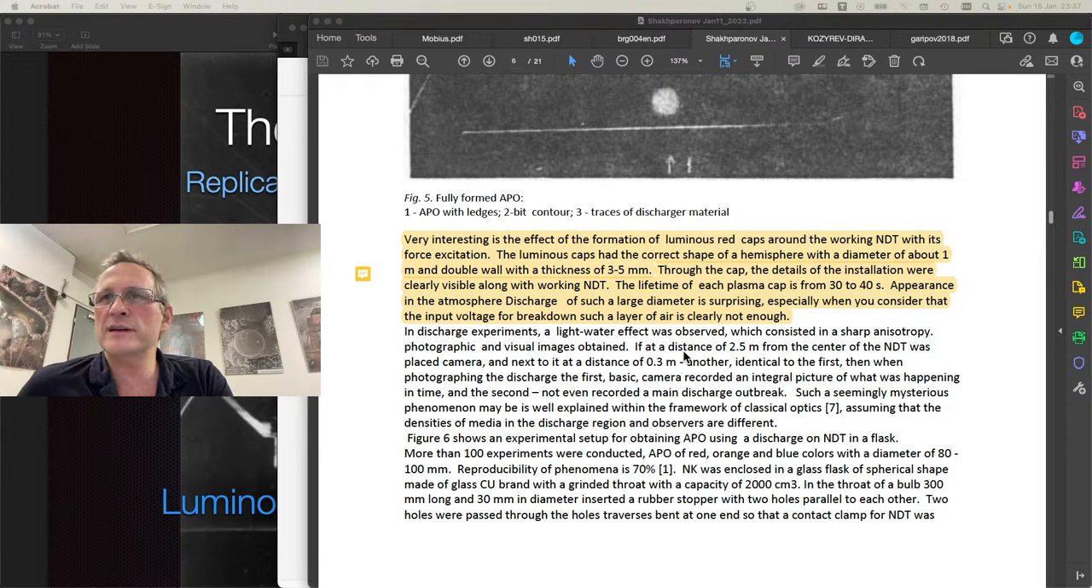If at a distance of 2.5 meters from the center of the NDT a camera was placed, and next to it at a distance of 0.3 meters another identical to the first, then when photographing the discharge, the first basic camera recorded an integral picture of what was happening in time, and the second did not even record a main discharge outbreak. So basically they're saying one camera saw it and the other one didn't. Such a seemingly mysterious phenomenon may be explained within the framework of classical optics, assuming that the densities of media in the discharge region and of the observers are different.